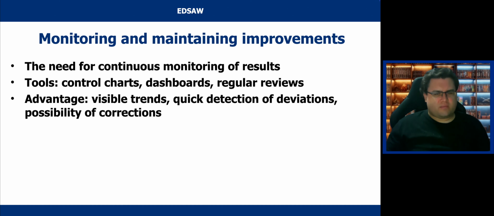What does it look like in practice? We can use control charts to show whether the process is staying within the set limits, or we can use dashboards with current data, for example, the number of orders, processing times, or error rates. And also regular reviews and team meetings where the results are evaluated together.